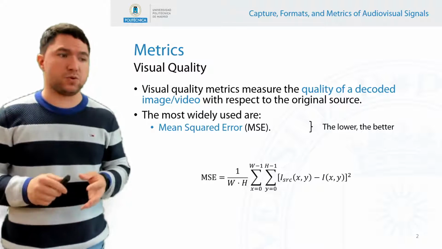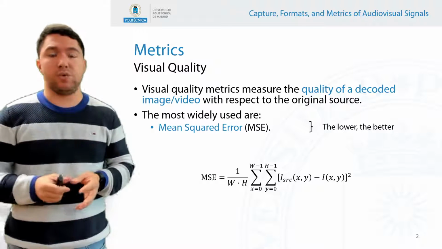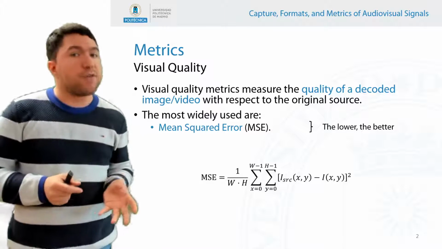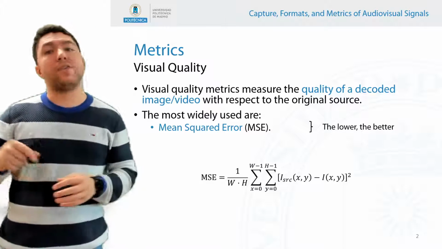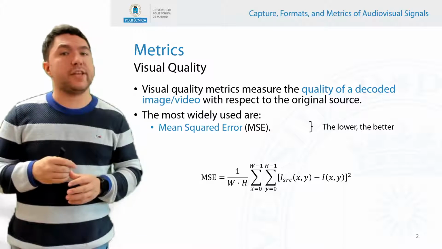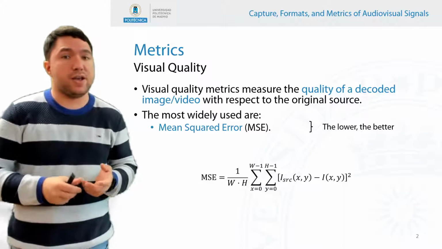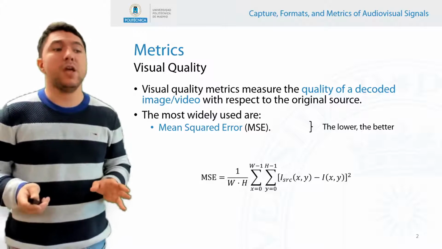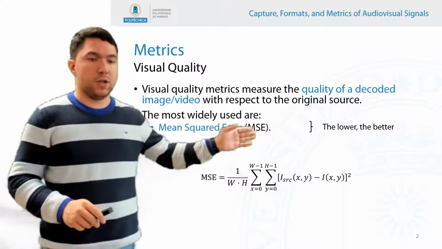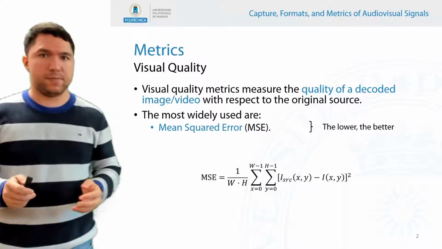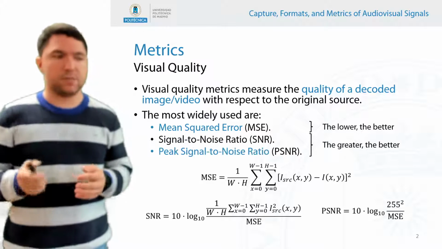Regarding the metrics, the first one is the mean squared error, which measures an average of the square differences of all the pixels that we contain in an image or in a video. It's very simple, and in this case, of course, the lower the better, because it's the difference.